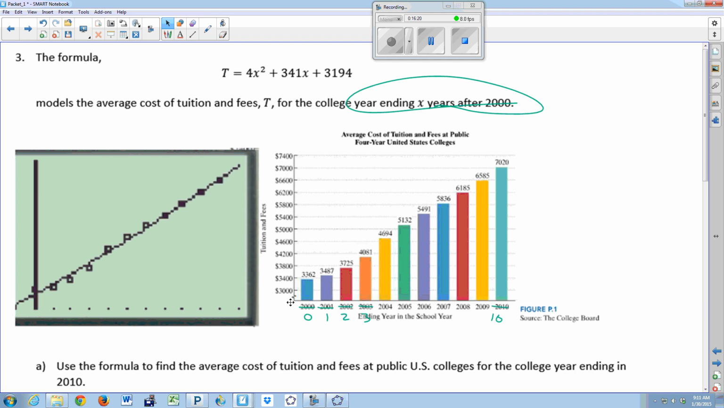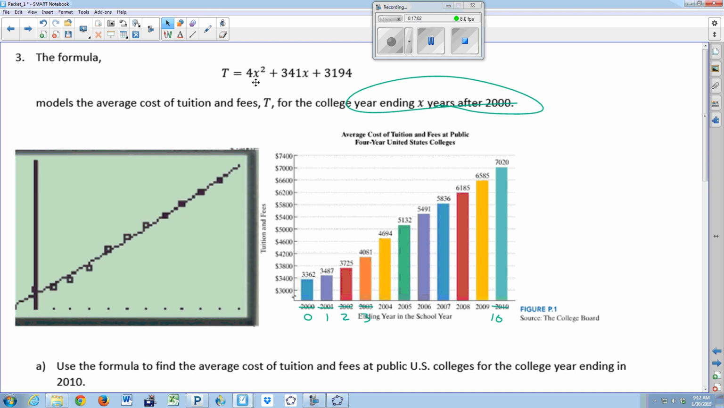Or what if we were trying to estimate tuition and fees for a year before 2000? What would our numbers look like for X? They'd be negative, right? So if I was looking at 1998, X would be 2 years before 2000, so it would be -2. Okay? Now, I put this data into my graphing calculator, and I asked my graphing calculator to find a model that really fits this data. And what I mean by fits is it comes really close to the data. The best possible equation I could get is this equation right here.